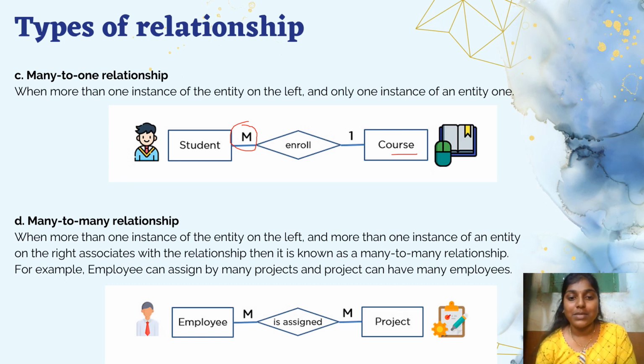And many-to-many means many instances of the entity on the left are connected to many instances on the right. It is known as a many-to-many relationship. Here is an example: many employees are assigned to many projects. When it comes to software projects or any other projects, many people work on the same project in order to complete the project successfully.